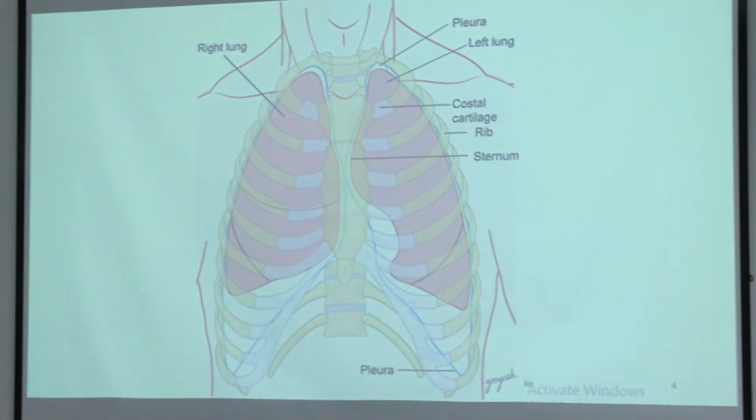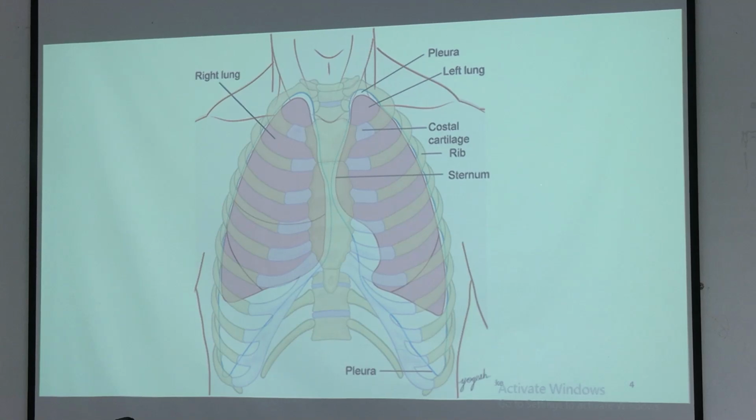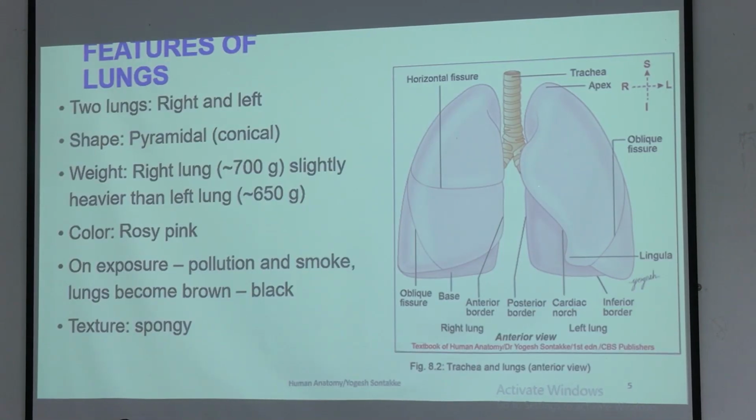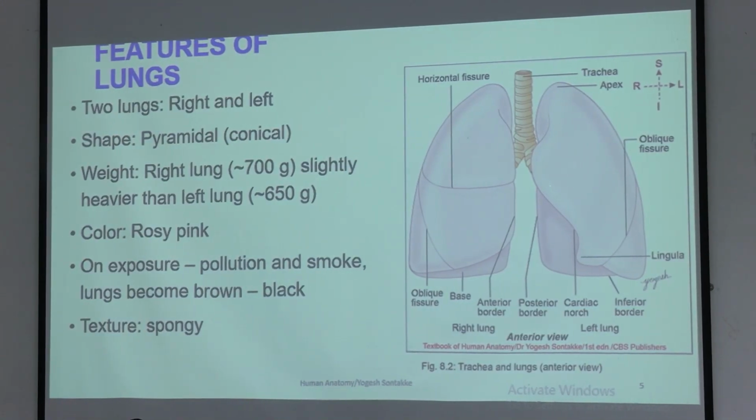Features of right lungs. 2 lungs are there, right and left, shape pyramidal, conical. Weight, right lung 700 grams, slightly heavier than the left lung, 650 grams. Color rosy pink. On exposure to pollution and smoke, lungs become brown and black.